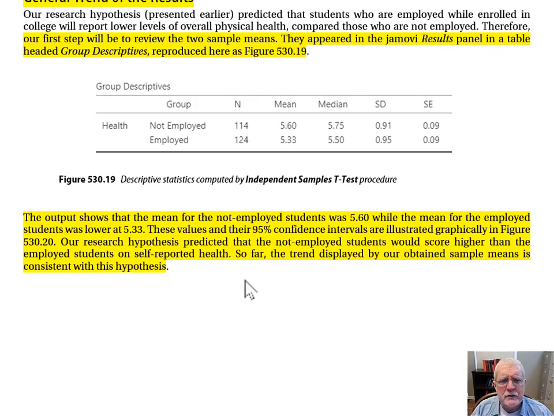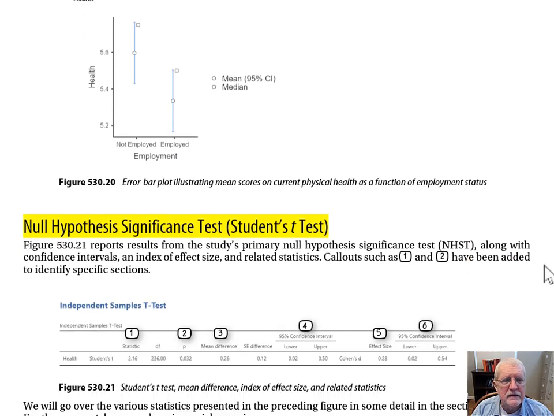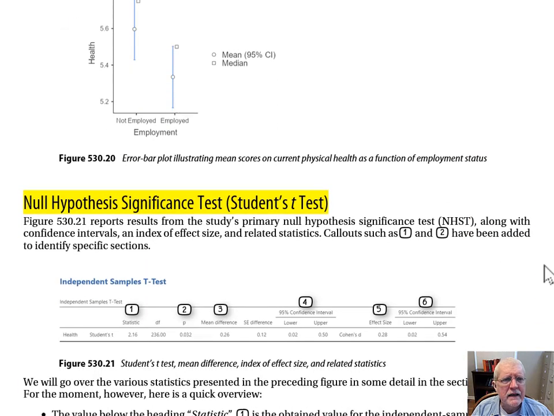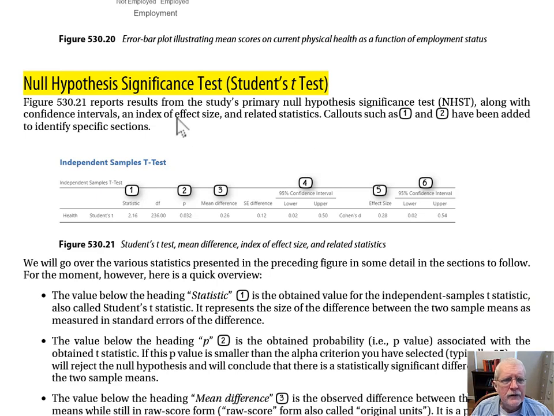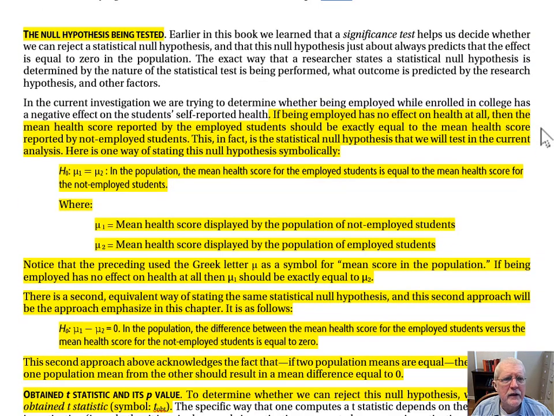Our research hypothesis predicted that the non-employed students would score higher than the employed students on self-reported health. So far, the trend displayed by our obtained sample means is consistent with this hypothesis. Again, at this point, we don't know if it's a big enough difference to be statistically significant and meaningful. I'm now on page 19, toward the top. Null hypothesis significance test, Student's t-test. This is where we'll find out whether we can reject the null hypothesis. Go to page 20, about halfway down page 20.